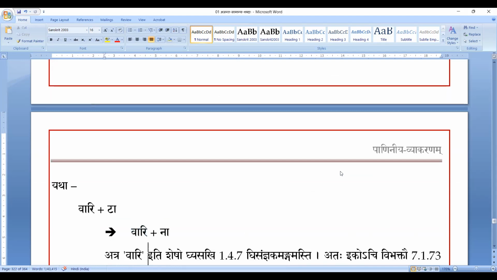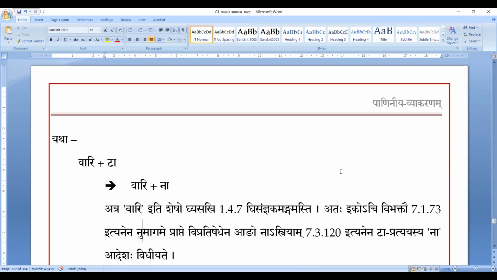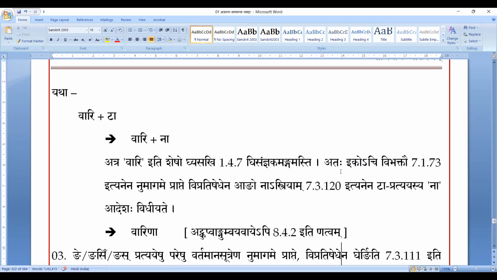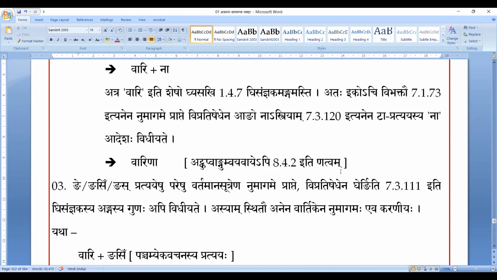Then Vari plus ta, Ajadi Vakti Pratyaya Pare. So Vari is Ikaranta, therefore Sheshaha Ghi Asakhi, by that Ghi Sanjna. Then here Iko Achi Bhakto Ityanena Num Agame Prapte Vipratishedena Ango Nastriyam 7.3.120. Vipratishedhe Param Karyam, so 7.3.120 is applied. So Vari plus na, Varina. Similarly, Nge Ngasi Nas Pratyayeshu Pareshu Vartamana Sutra Num Agame Prapte Vipratishedena Gher Ngiti iti Ghi Sanjnakasya Gunaha Api Vidhiyate. Here Guna happens, 7.3.111. This is an example for the first Vartika.